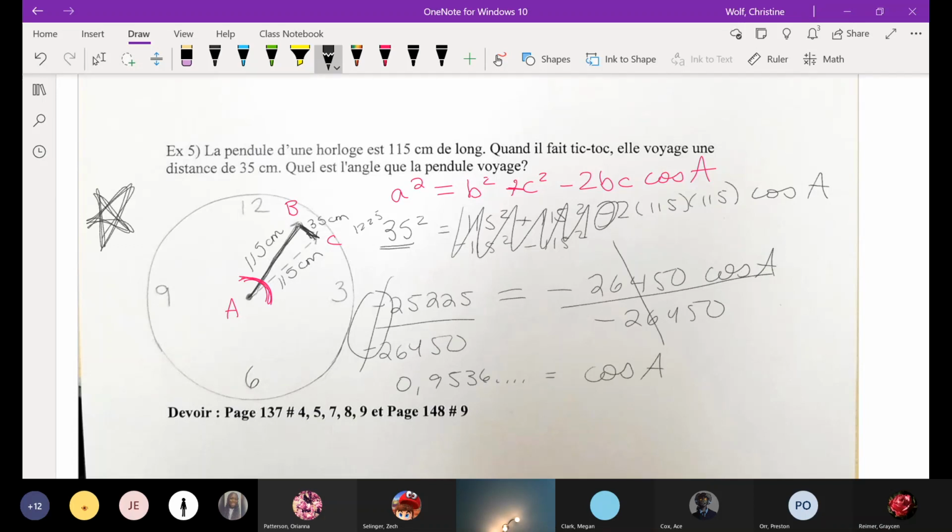So now, j'ai besoin de faire second cos. Et je vois que angle A égale 17,5 degrés. Ça dit ici just quel est l'angle. It doesn't say how to round. So usually when in doubt, on arrondit au degré près, si ça ne dit pas. OK, et voilà la leçon de la loi de cosinus. Et voilà le devoir écrit en bas là.